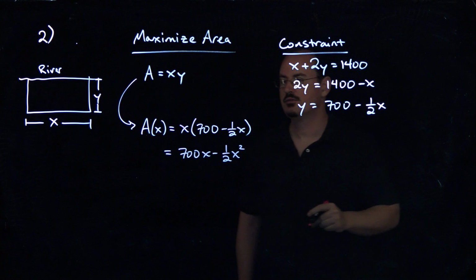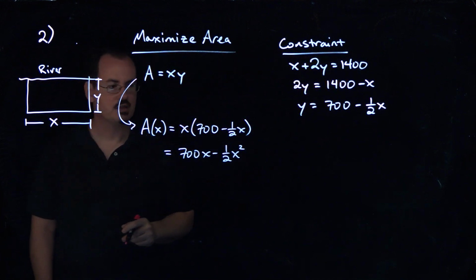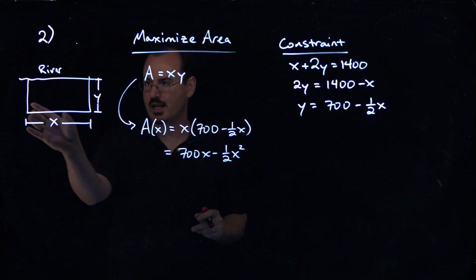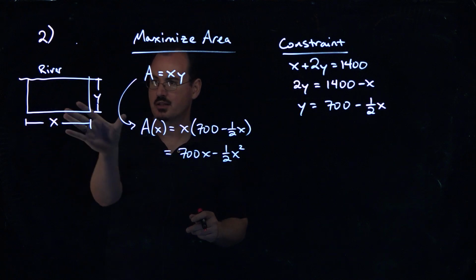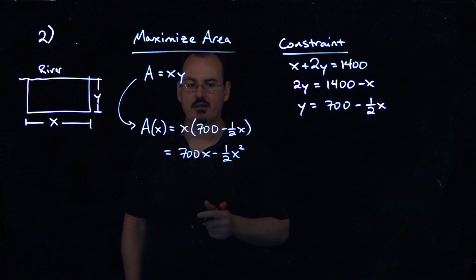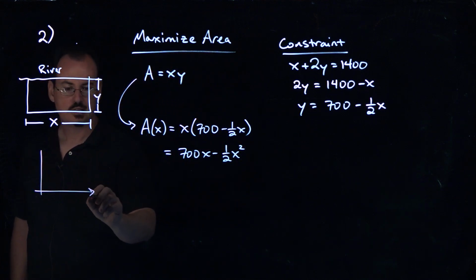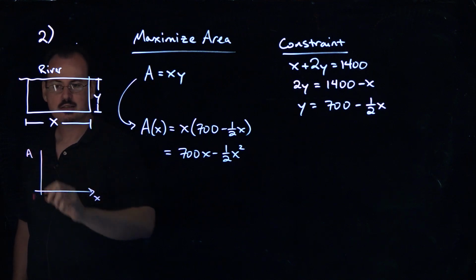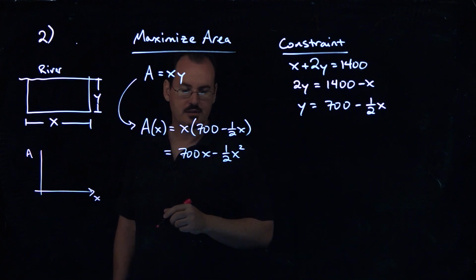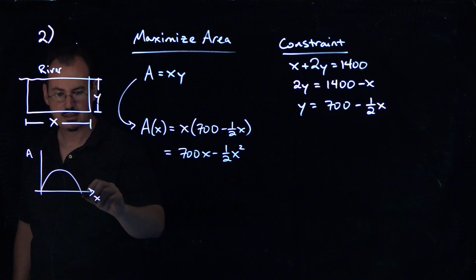So this is the function that's going to tell me the area of this enclosed field as a function of x. In other words, if I know what x is, if I make x really small or really big, this will tell me the area. Again, we can imagine what the graph of that function would look like. In fact, I can just try to draw a little bit of it right here. This is A as a function of x. We can see this is a parabola opening downward.